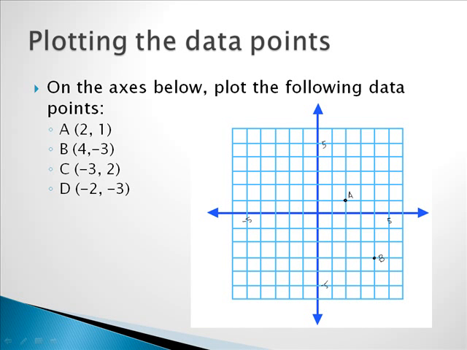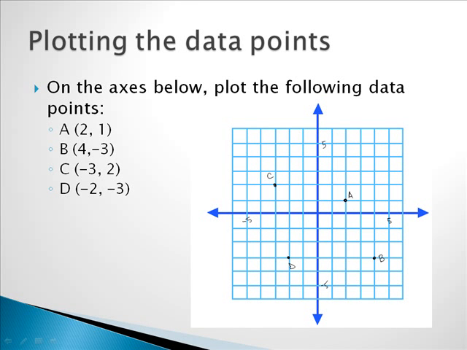As for C, it's -3, +2. So we move 3 units in the negative horizontal direction and 2 units in the positive vertical direction. So that's 3 units to the left and 2 units upwards. So we've got point C. Finally, point D is -2, -3. So we're going to move 2 units in the negative horizontal direction, so that's to the left, and 3 units in the negative vertical direction, so that's downwards. So again, we move 2 units to the left and then 3 units downwards, and we end up at point D.